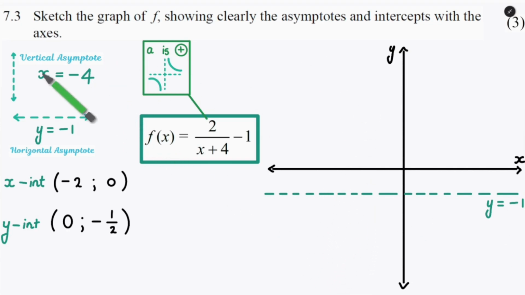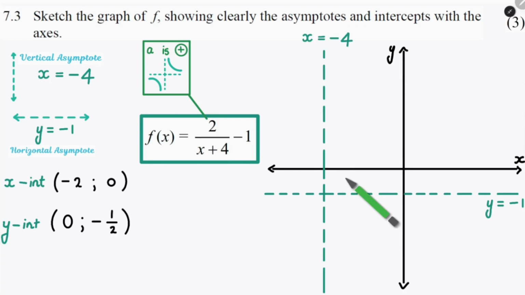It's going to go up and down. It's going to be at -4, so quite a way out, like over there. So it will look something like this. Okay, let's get our x-intercept and y-intercept on here. Our x-intercept will be like halfway in between over there. And our y-intercept will be at -0.5, so it will be above this line over here.